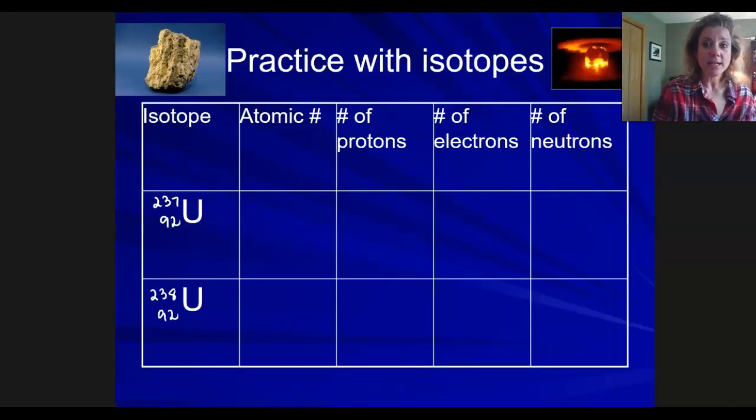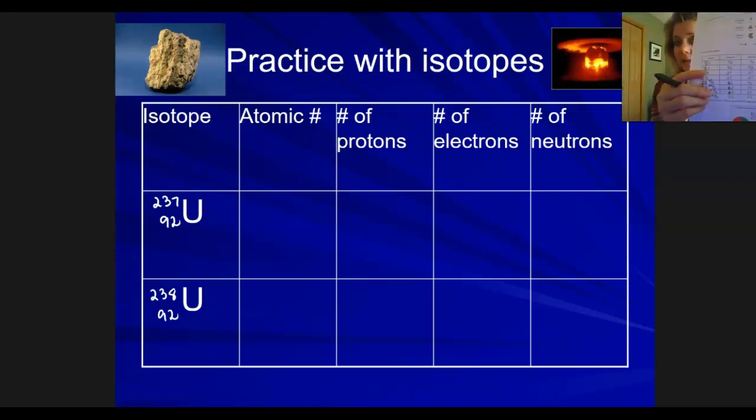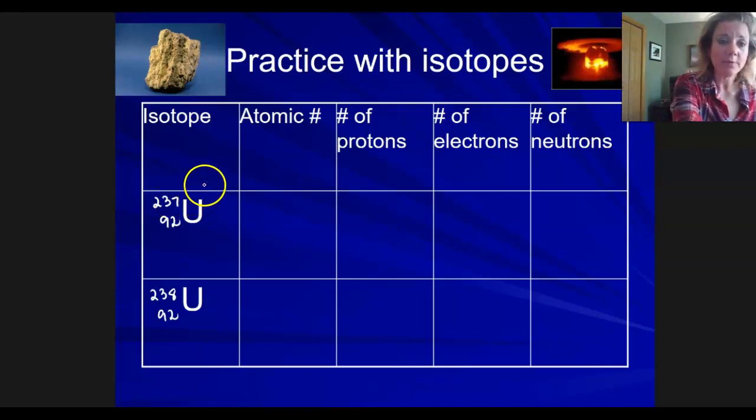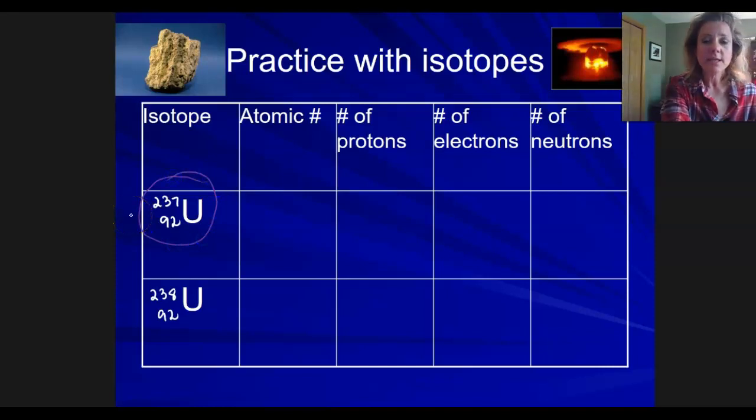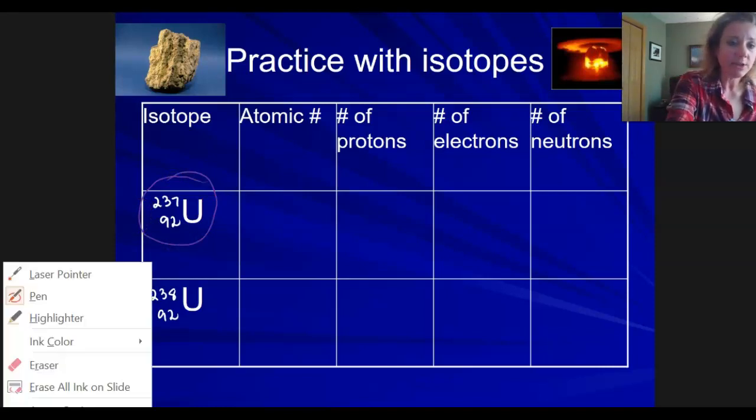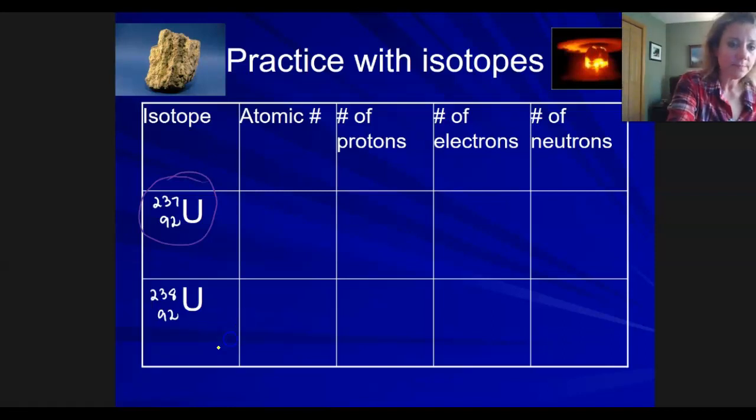So you have a data table that I put on your note sheet, and in the very first column, you're going to have to write down the isotope abbreviations. So for your first column, you should write this isotope abbreviation. What we're talking about here is uranium-237, and I want to change my pen color here so you can see better. There we go. So we're talking about uranium-237, and I put a picture of uranium up there. It's kind of like a very insignificant looking rock, but it is used in nuclear reactors and to make nuclear weapons.